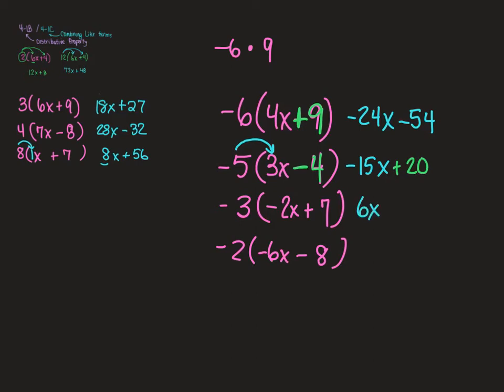Positive 6x. A negative 3 and a positive 7. One negative, one positive makes a negative. So it's a negative 21. 6x minus 21. Okay, and this last one, I've got a negative times a negative. That makes a positive. And I've got a negative times a negative, and that equals a positive. 12x plus 16.